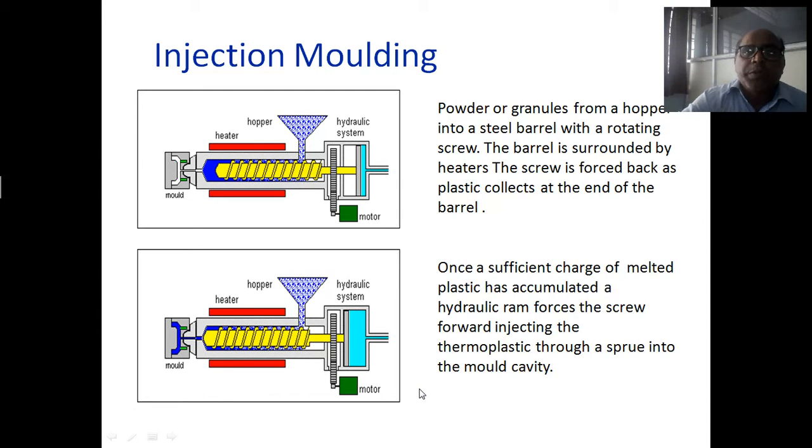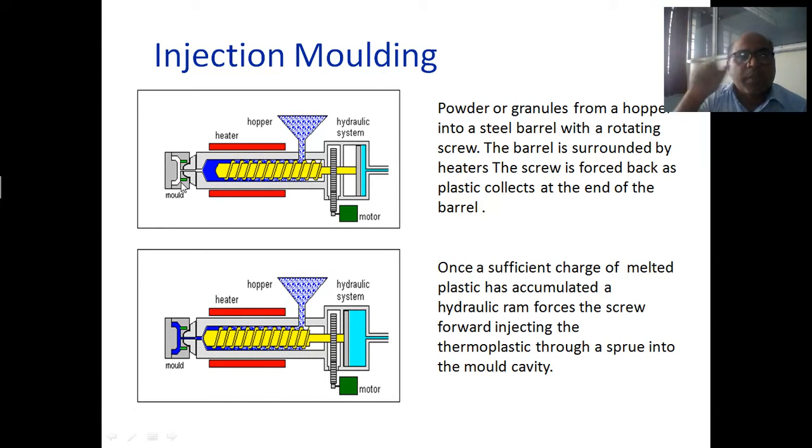The setup looks similar to extrusion. There is only one difference. Just as we inject an injection into a body, as you know from the medical field, injection means a predetermined, specific amount of material is fixed, and that is injected. The same thing is there here.